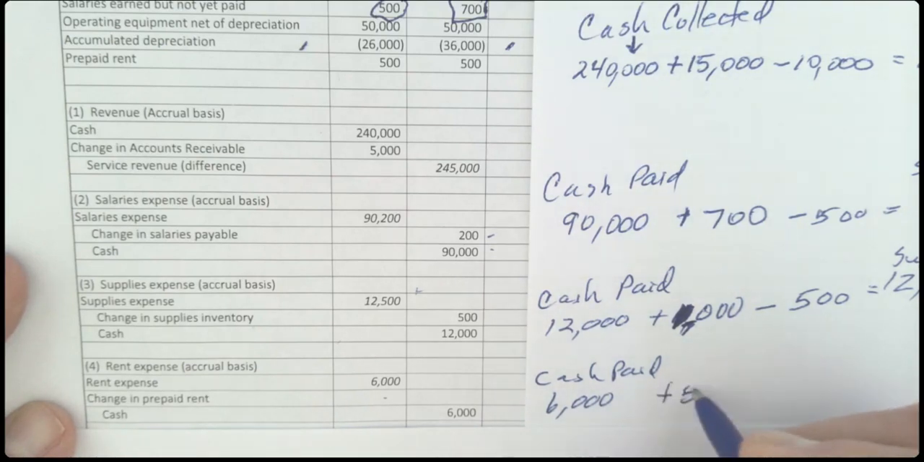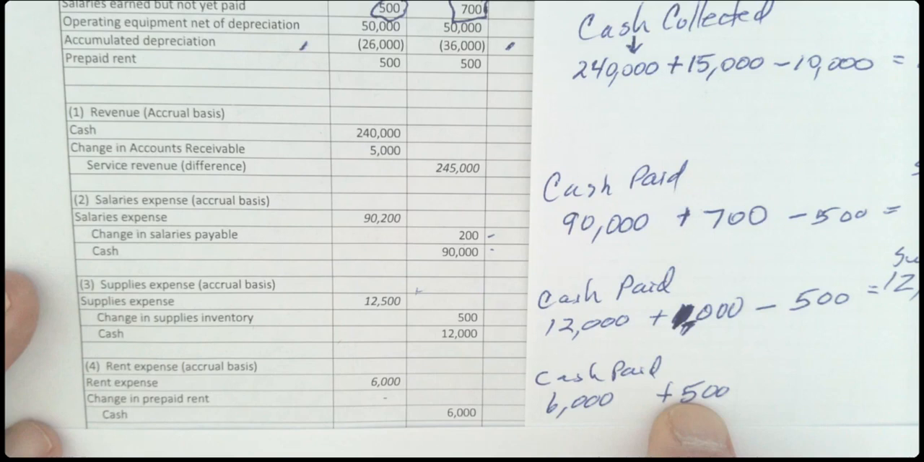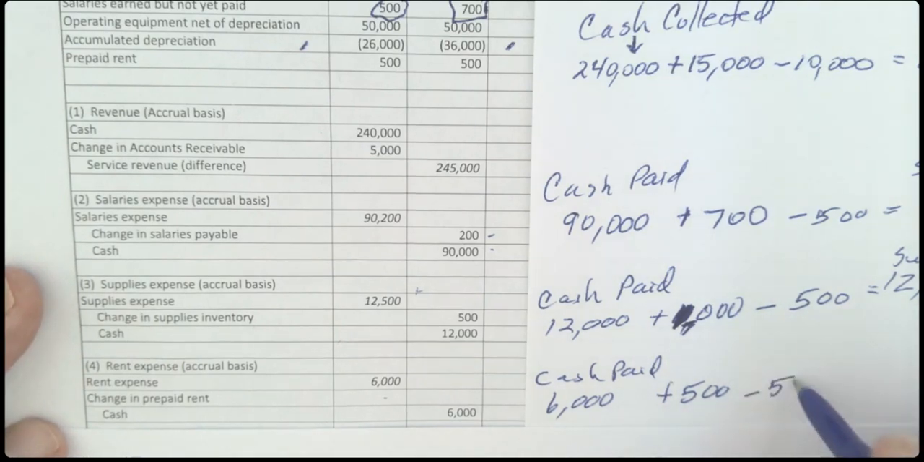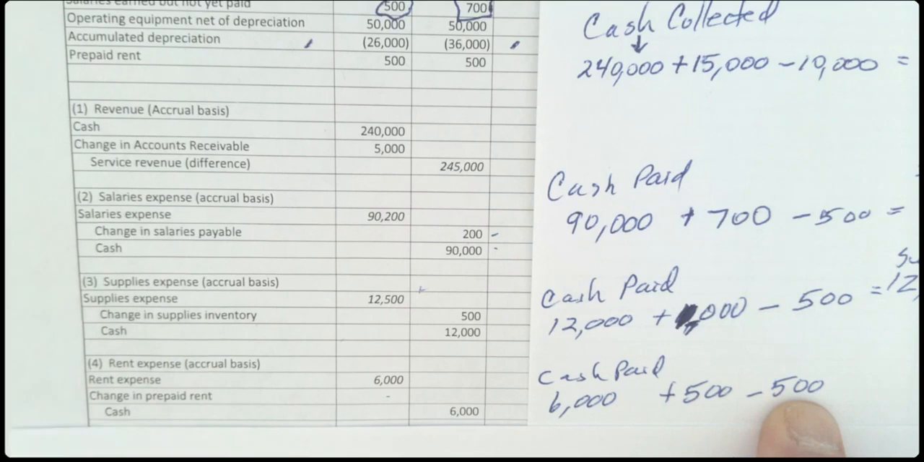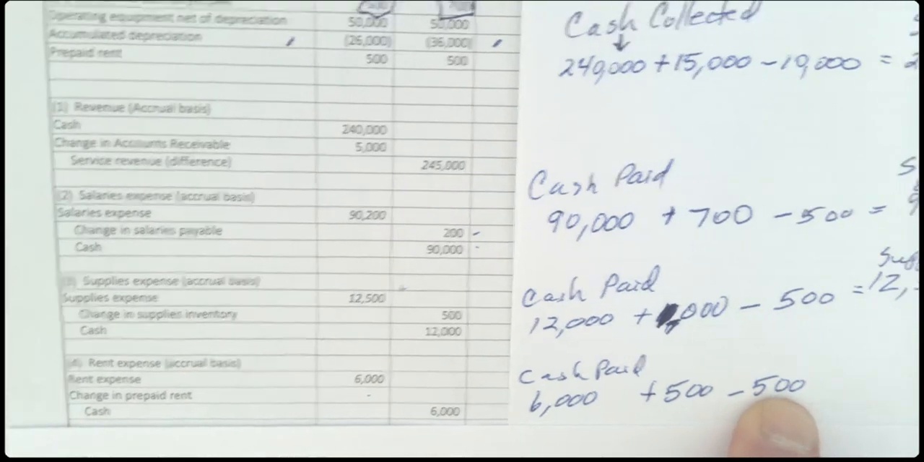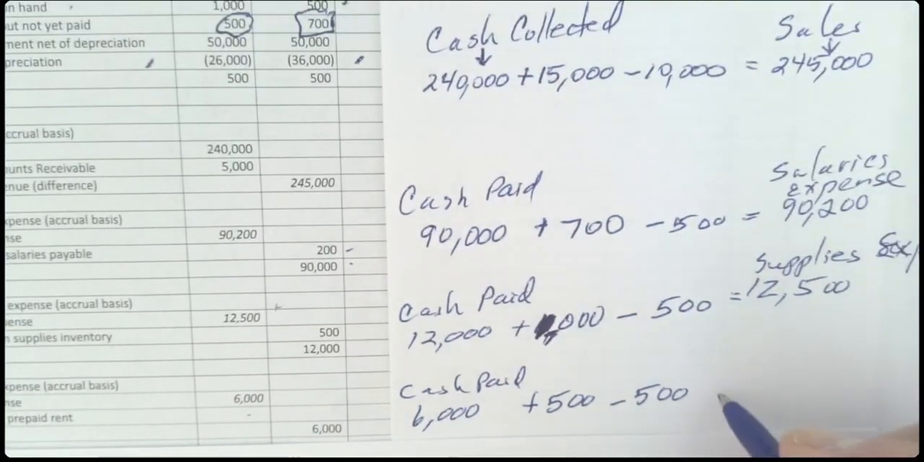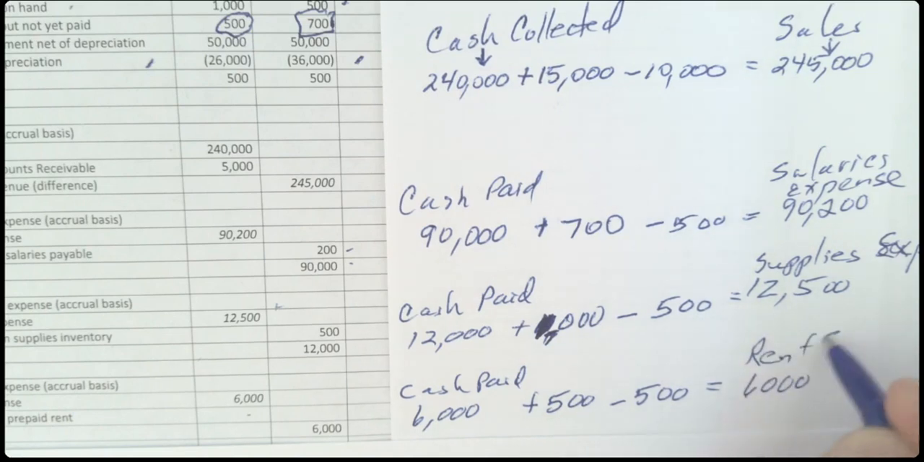plus the 500 that we paid for in 2023, but it's 2024 rent, but then minus the 500 that we paid for at the end of 2024, but it's still an asset because we get to use the building in 2025 for a month. So that rent expense is 6,000.